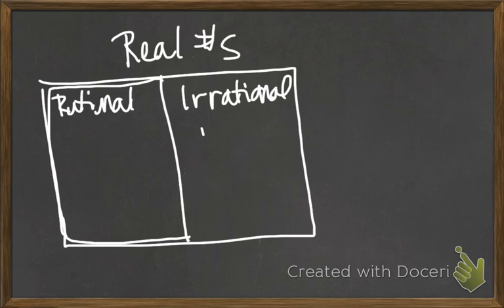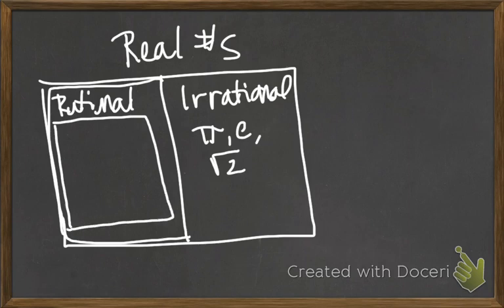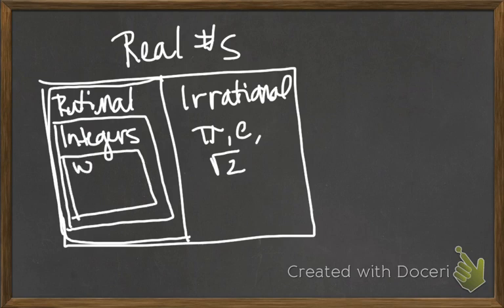The irrational numbers, remember, are like pi, e, square root of 2, anything like that. Inside the rational numbers, a subset would be our integers, those are positive and negative whole numbers. Inside integers, we have whole numbers. And then inside whole numbers, we have our natural numbers, our counting numbers.